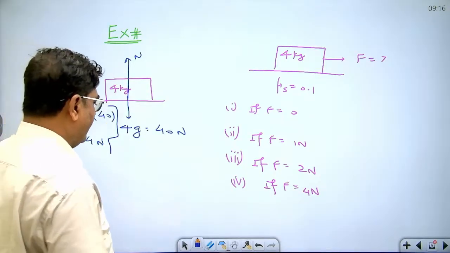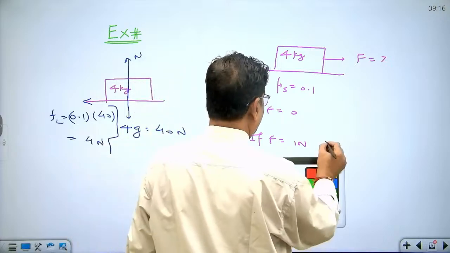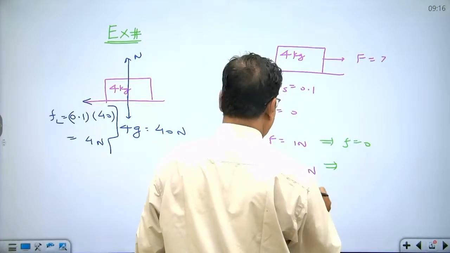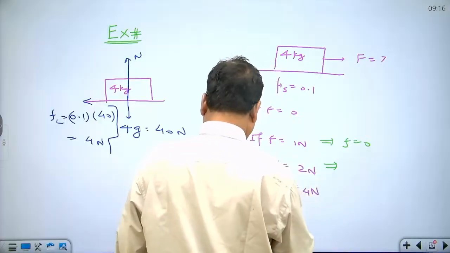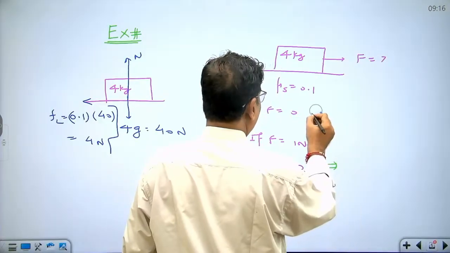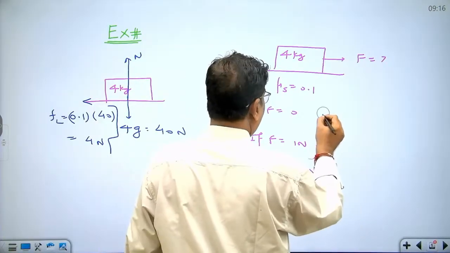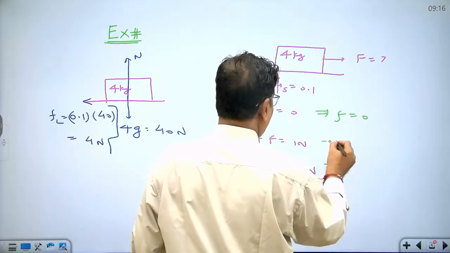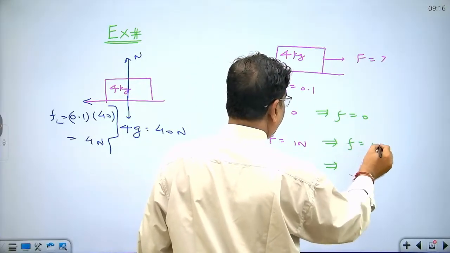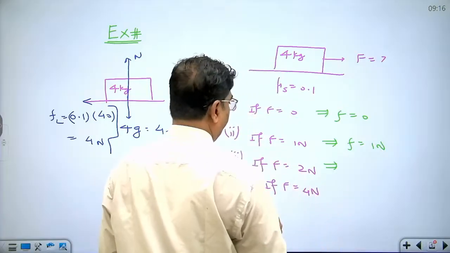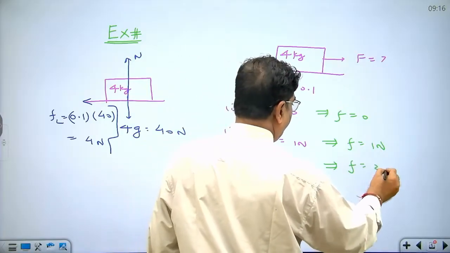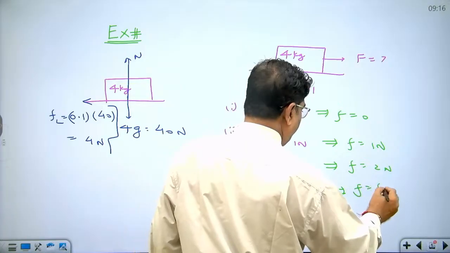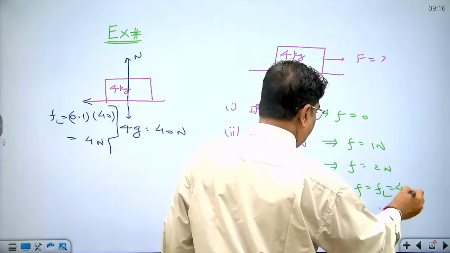So dear student, when applied force is 0, in this situation frictional force is 0, that is static. When applied force is 1 Newton, frictional force is also 1 Newton. When applied force is 2 Newton, frictional force is also 2 Newton. When applied force is 4 Newton, frictional force has reached the limiting value, that is 4 Newton.